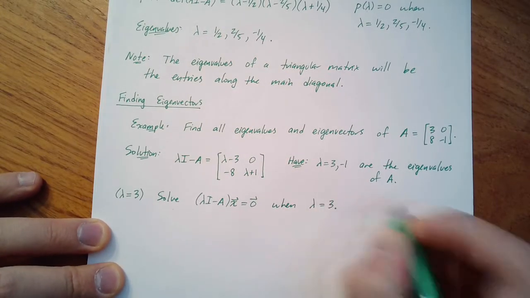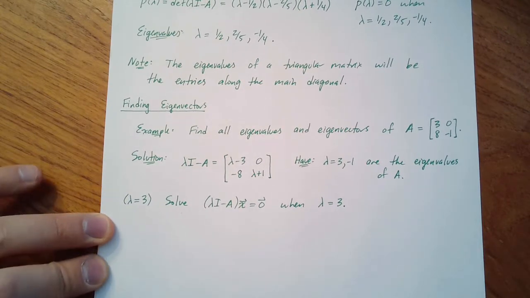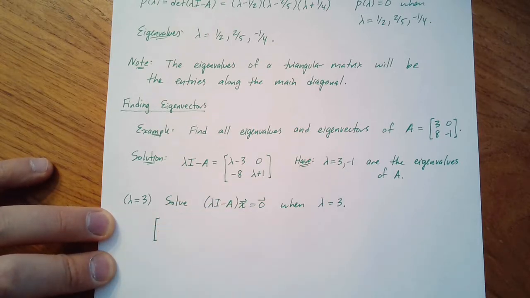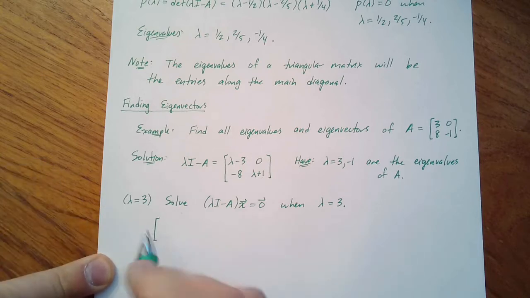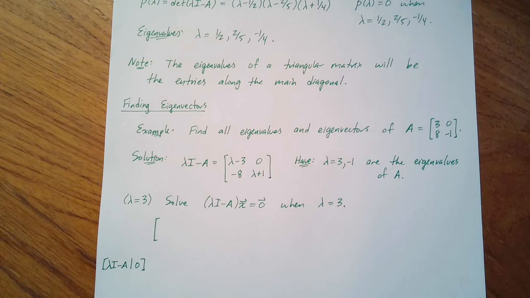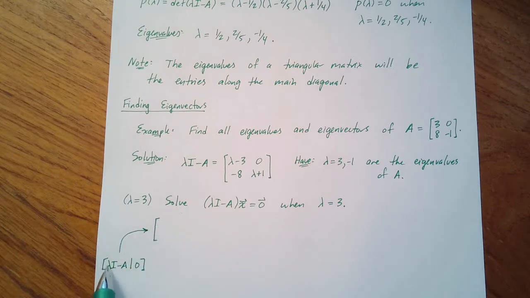I'm actually not going to write this down over and over again in the future. This is just an extra comment for this particular time. What you're going to do is write down lambda I minus A, but when lambda is equal to 3. I'm going to write one more little note so you can see where this is coming from. This is the augmented matrix of this matrix equation. So this is what we're actually going to be wanting to consider. But here, I'm going to plug lambda into this expression, and then we're going to write the result down here.